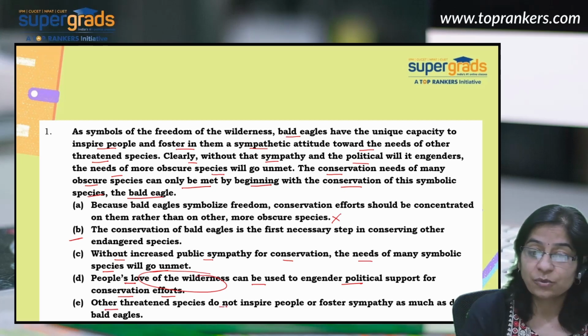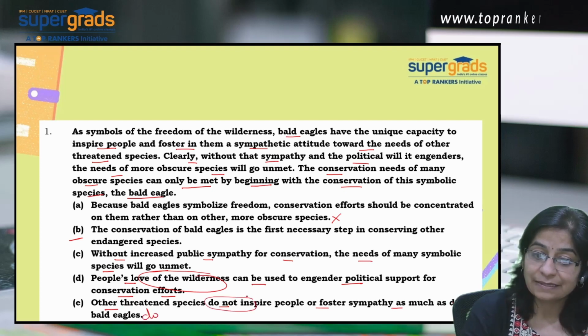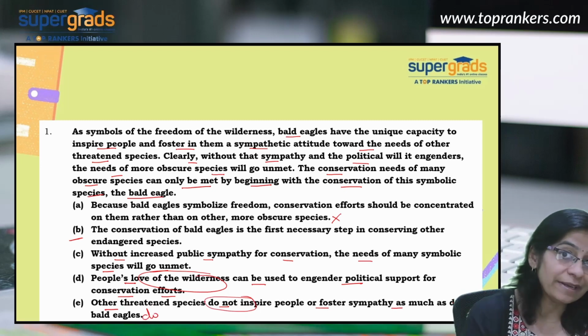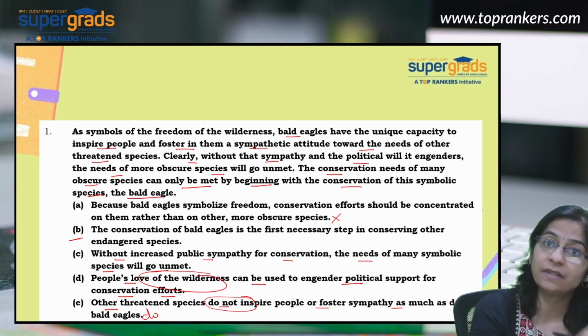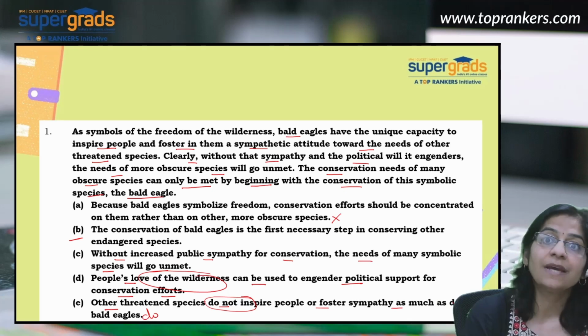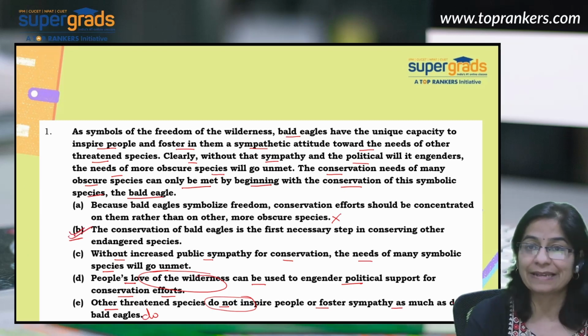Other threatened species do not inspire people or foster sympathy as much as bald eagles do. Now, does the writer say that the other species do not inspire people and only as much as the bald eagles do? No, he just merely stated that let's start conserving them. It'll work as a beginning to start conserving the other species as well. That is what he was trying to tell us. So the only option that was closest to the given passage was option B. Thereby, option B is the only right answer.